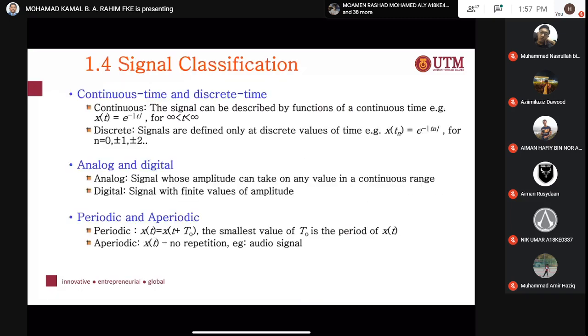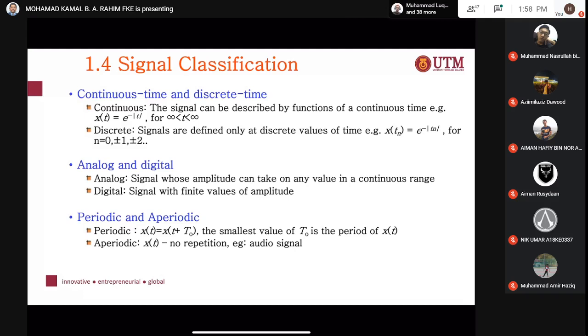And then in terms of signal classification, we have continuous time and discrete time. A continuous signal can be described by a function of continuous time. I think you are more expert than me because you have learned this in signals and systems before. An analog signal has an amplitude that can take on any value in a continuous range, while a digital signal has finite amplitude values. For periodic signals, you have x(t plus T naught); the smallest value of T naught is the period of x(t). Non-periodic signals have no repetition.